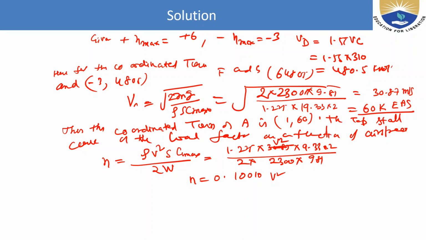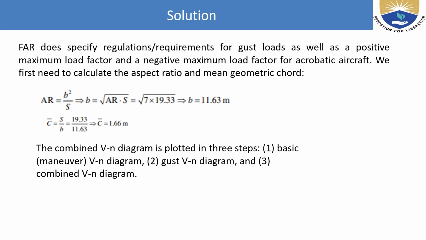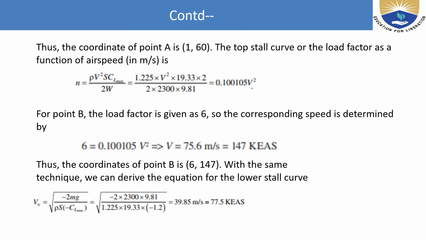So in this way, for the point B, the load factor given is 6. So 6 is equal to 0.10010 V square. So V is equal to 75.6 meter per second. Now we will see the lower level. So these all things are here. So we got this value, now this value. So the coordinates of the point B is 6, 147.